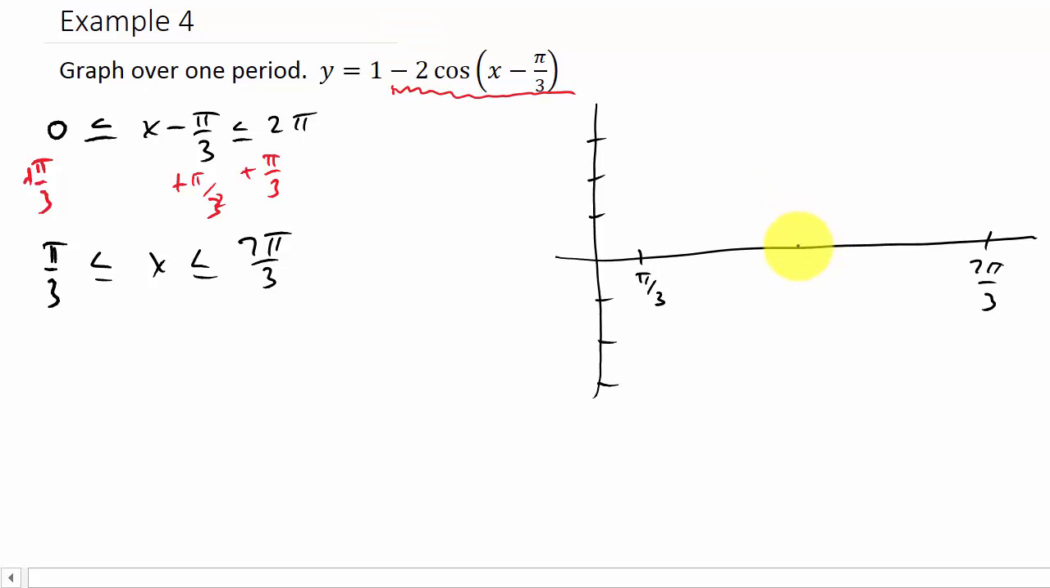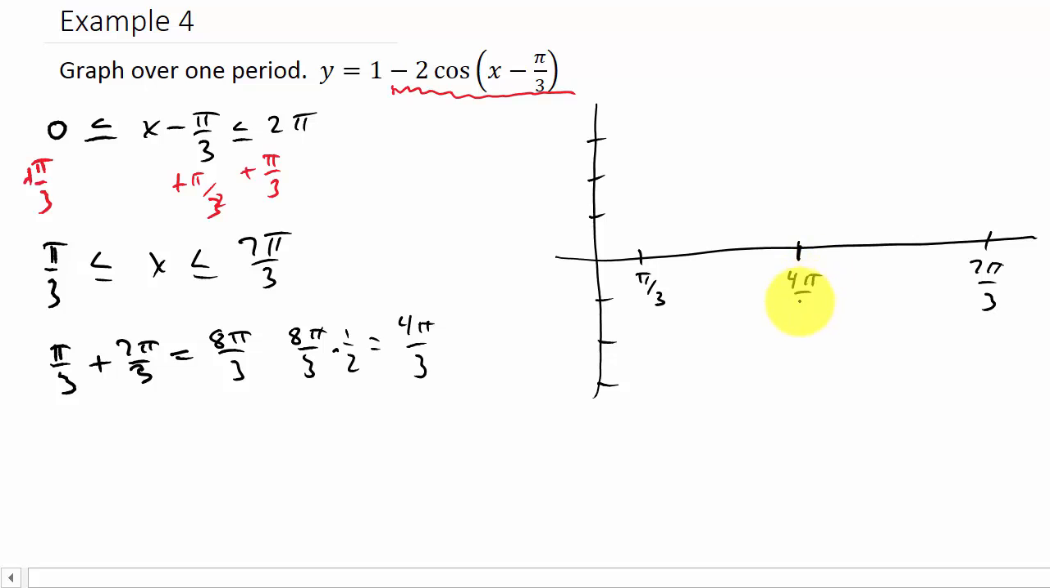Alright, so now let's get the midpoint here. So I'm going to add them. So I've got pi over 3 plus 7 pi over 3. That is equal to 8 pi over 3. And then I'm going to take the 8 pi over 3, multiply it by half. So that's going to give me 4 pi over 3. So that's 4 pi over 3.